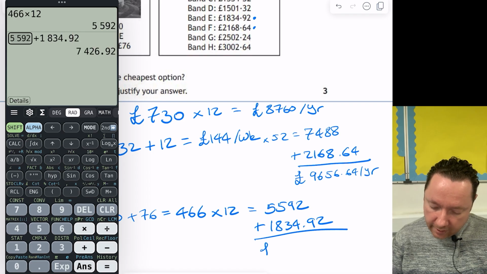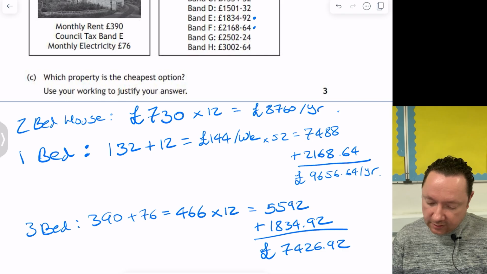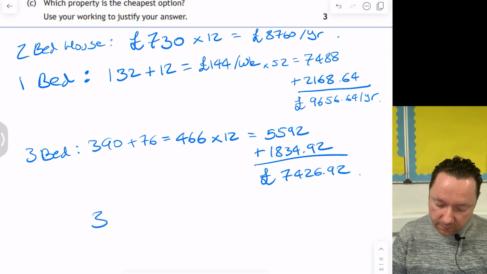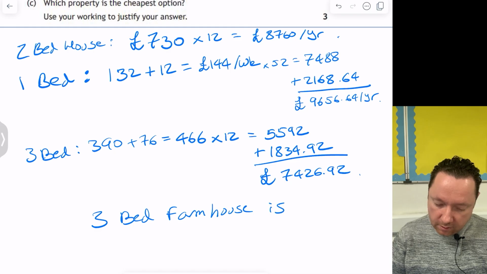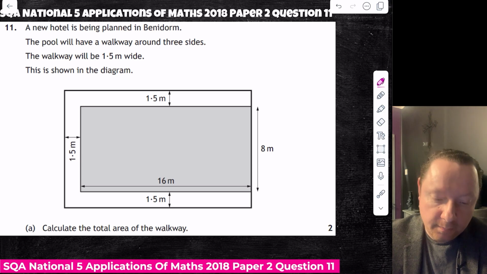And finally we get 7426.92 for that one. So which one's the cheapest? Well, we've got 8760, then we've got 9656, and then we've got 7426.92. So the 3-bedroom farmhouse is the cheapest. 3-bed farmhouse is the cheapest. And we're done there.